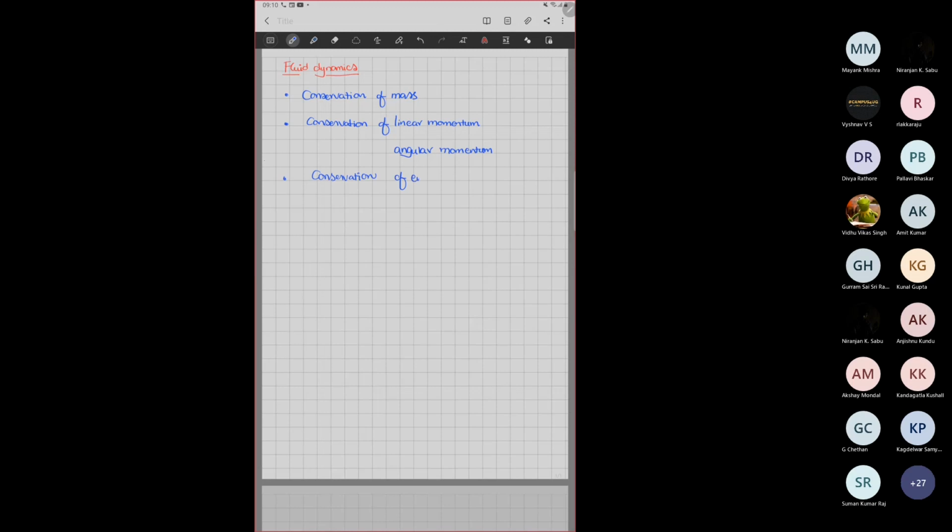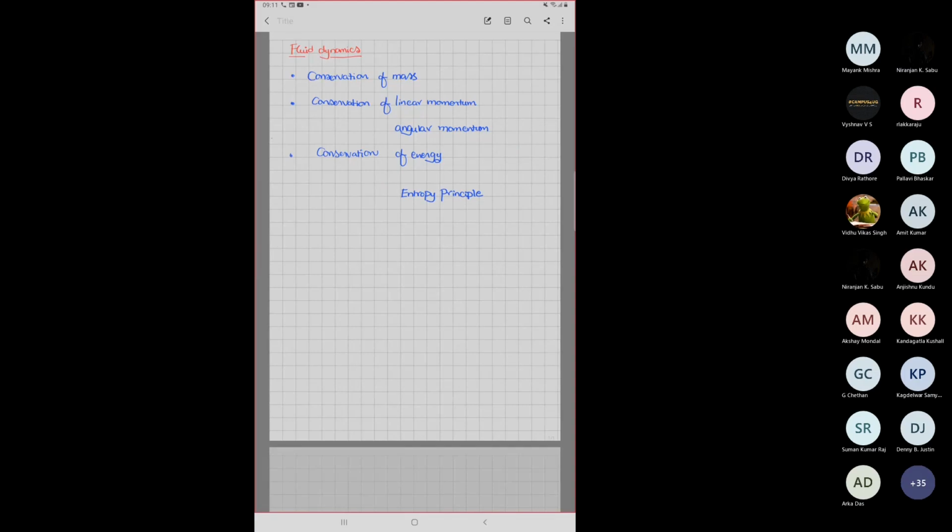And there is one more powerful law. People call it in terms of entropy principles. We are not really saying conservation, but we just say entropy principle. So these are the 5 principles we require for any kind of flow configuration.